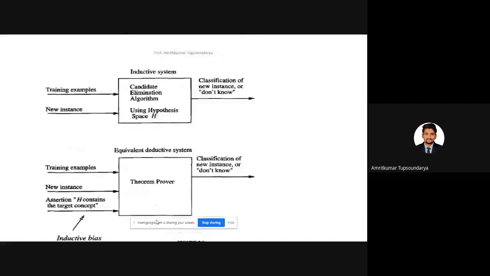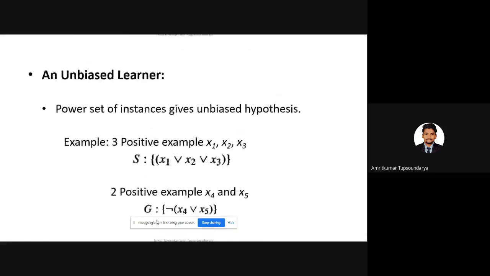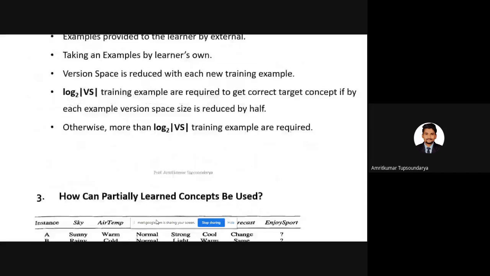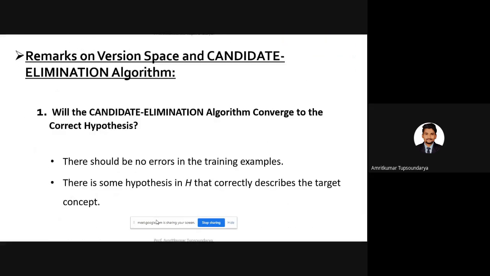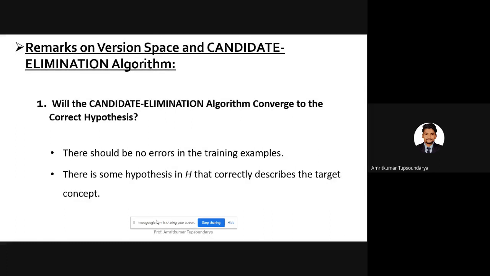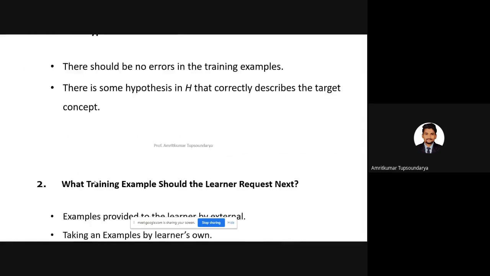Okay. So before starting module 2, let us have a quick recap of what we discussed in our previous class. We discussed the aspect of version space, the remarks on version space, and also the inductive bias. The remarks on version space and the candidate elimination algorithm were: will the candidate elimination algorithm converge to the correct hypothesis? Then we discussed whether there should be no errors in the training examples and some hypothesis which correctly describes the target concept.